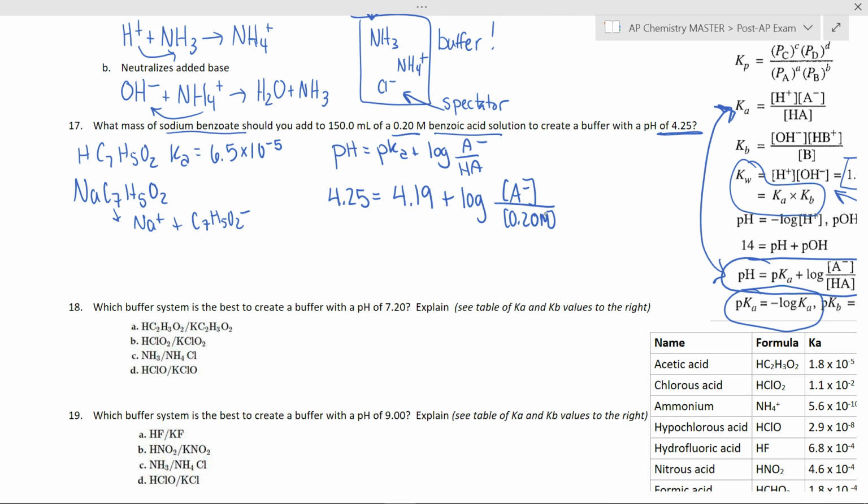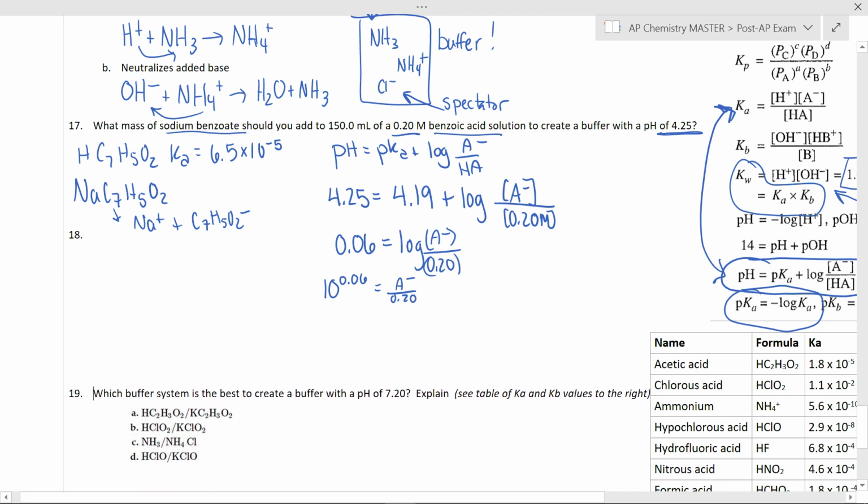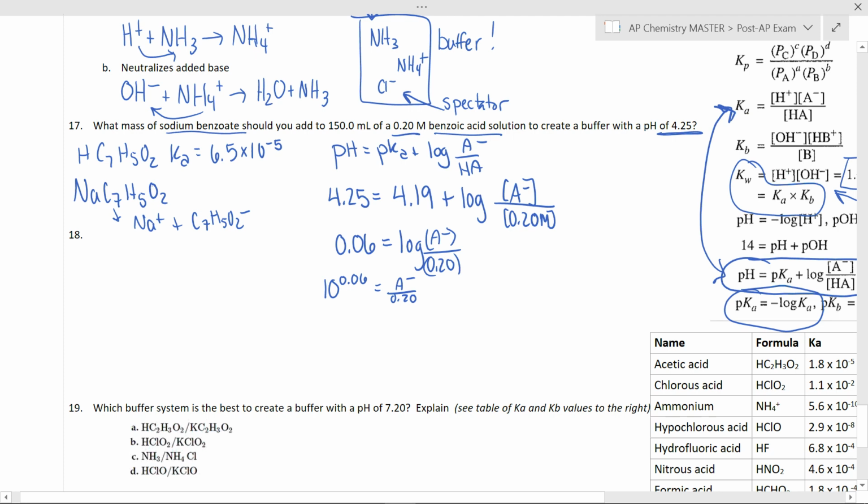So I'm going to rearrange. So 4.25 minus 4.19. So I'm going to subtract 4.19 from both sides. I get 0.06 equals the log of A minus over 0.2. So to isolate this, the inverse of a log is to go 10 to the power up. So 10 to the 0.06 equals A minus over 0.2. Again, I need more space here. I'm going to keep adding more space. There we go. And 10 to the 0.06. You might think that's not a big deal, but you know, it's exponential.